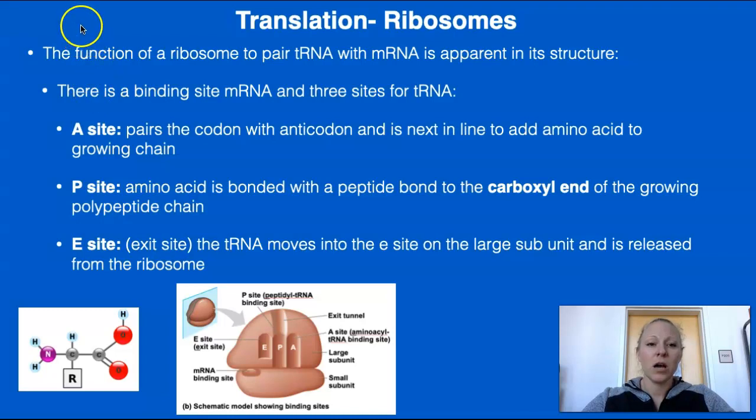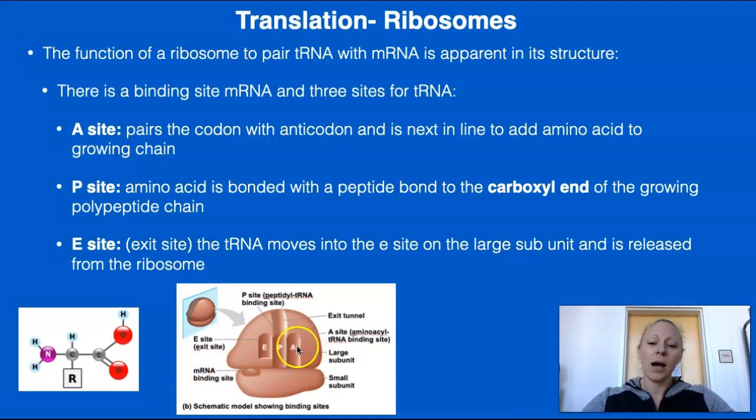And the function, like we said, of a ribosome is to pair the mRNA with the tRNA. And so there's a binding site for the mRNA. The mRNA is going to lay in between the large subunit and the small subunit. So here's our large subunit. Here's our small subunit. And the mRNA message is going to sort of be squished between these two. And it's going to be read.